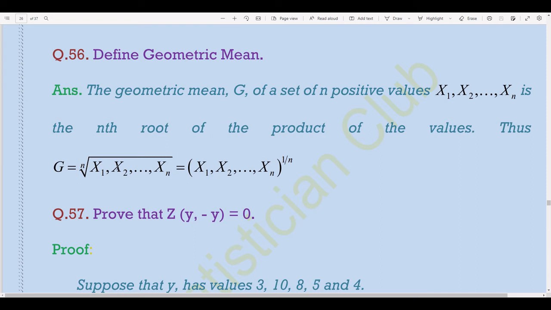In mathematical form, we can write it as the nth root, or power 1 over n. So what is geometric mean? Geometric mean is represented by G, for a set of positive values x1, x2, and so on up to xn. If someone says take its geometric mean, it is the nth root of the product of the values.